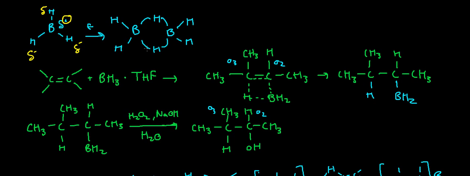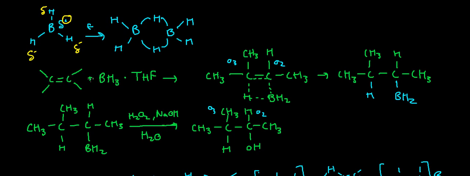But we care about this because what we're intending to do is a hydration reaction, which is adding water to a double bond essentially. And normally when we do that we get Markovnikov orientation. The whole point of this is that it gives us anti-Markovnikov orientation. So let's see how this is done.